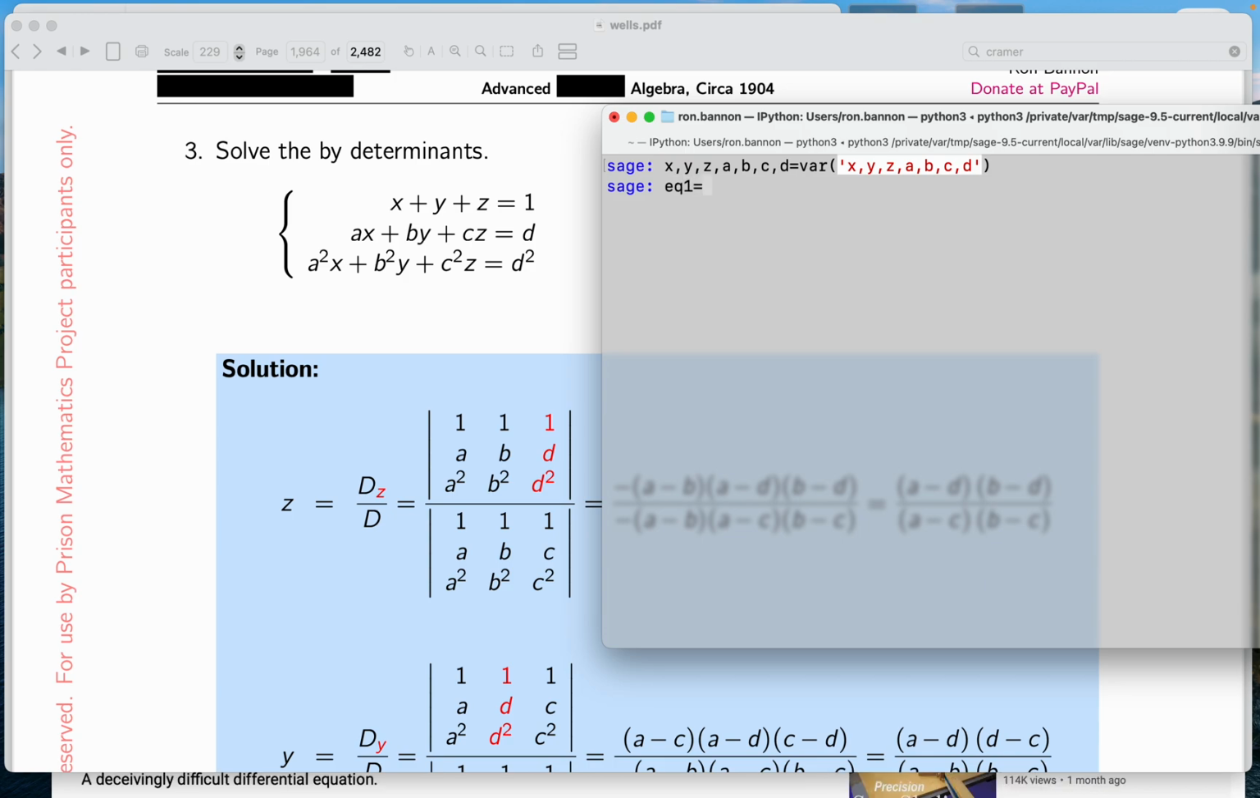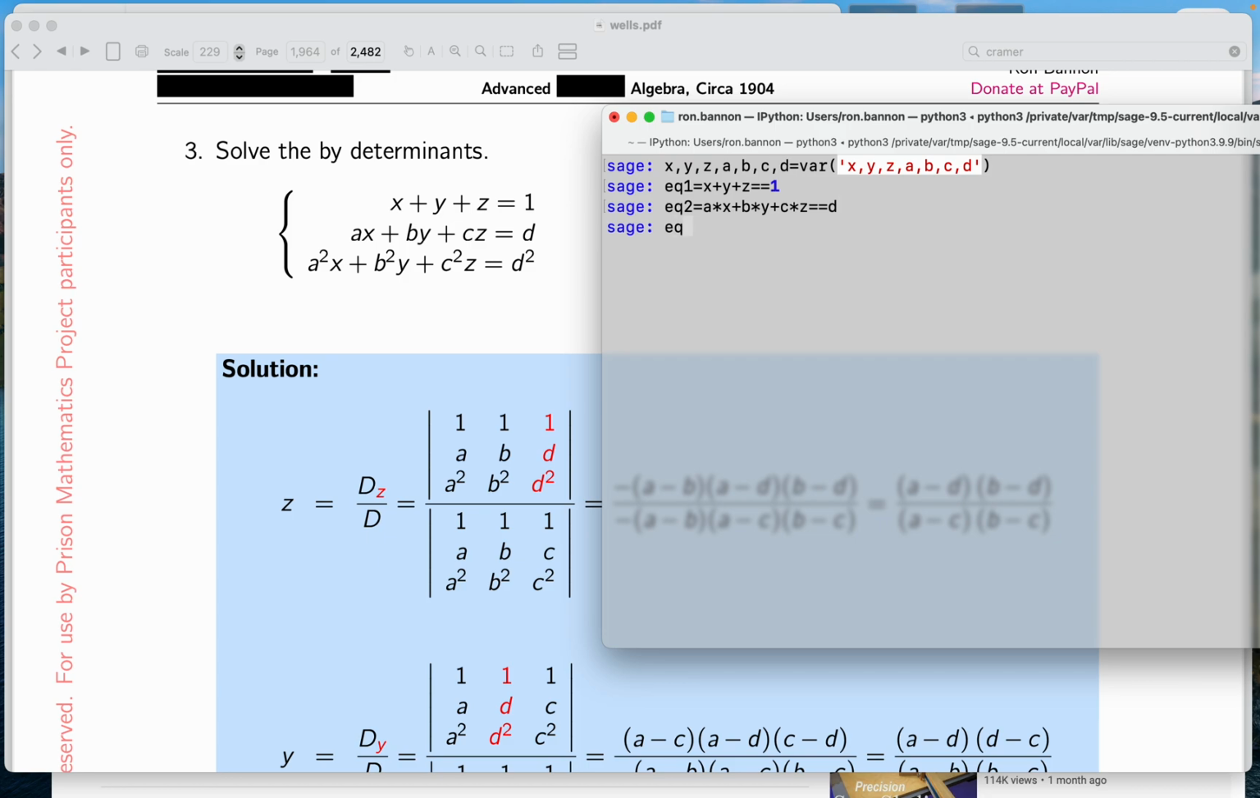I'm going to say equation 1, which is not a variable. I'm going to use the equal sign, and I'm going to assign it x plus y plus z, a double equal sign indicating it's an equation. Equation 2, EQ2, is going to be assigned a star x plus b star y plus c star z, double equal sign indicating equation, equals d.